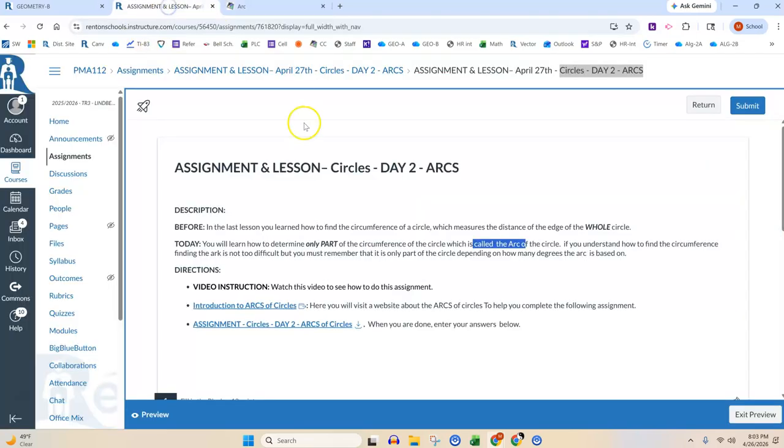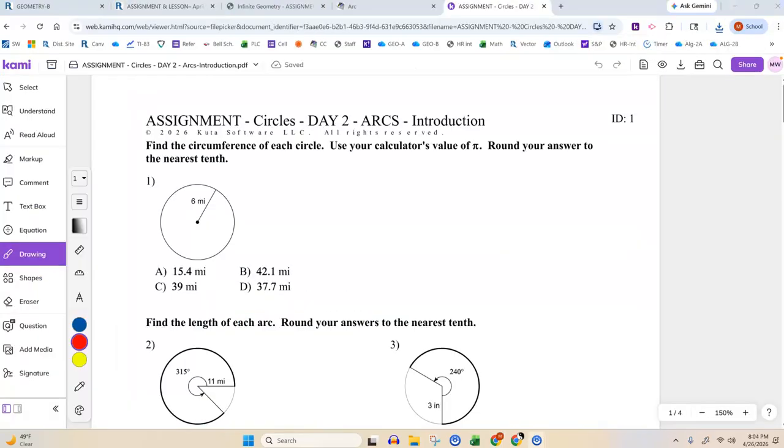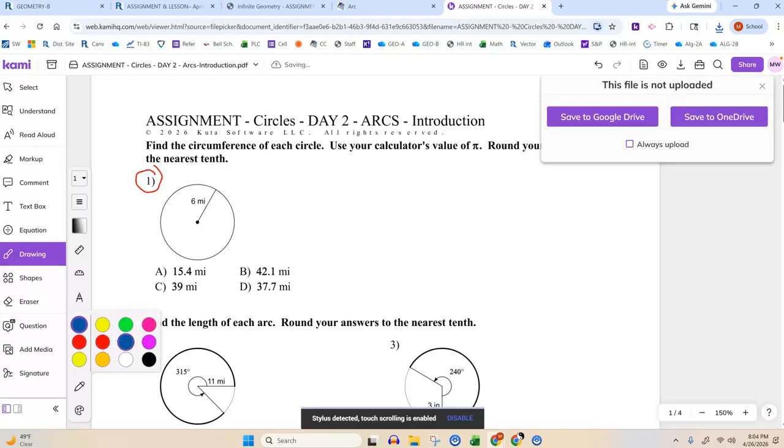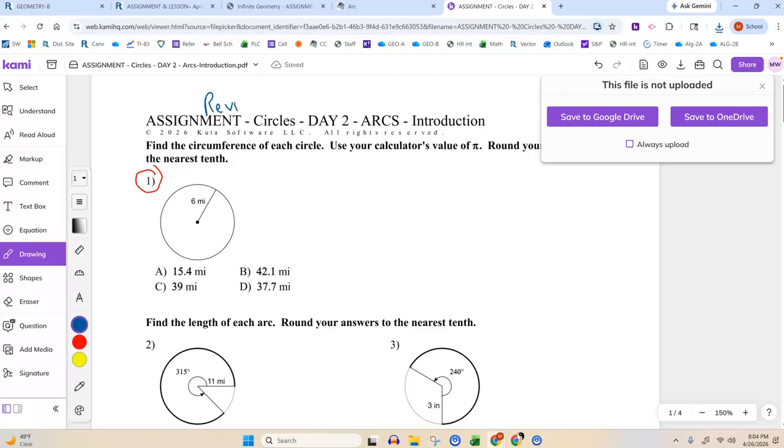So let's go ahead and open up the assignment and look at the way the problems are set up. So let's go ahead and download it and then open it in Kami, okay? Okay, so here we go. This first question, number 1, is just a review question, okay? It's just a review. You've done this before, okay? You know how to find number 1.